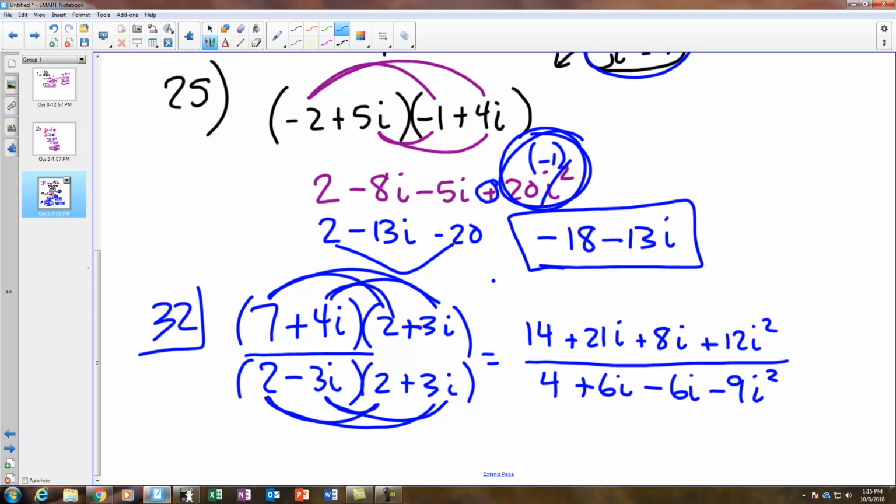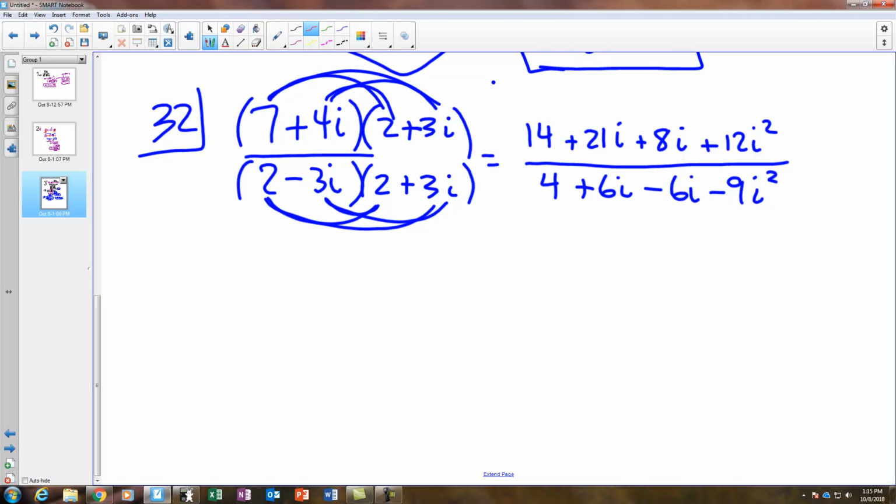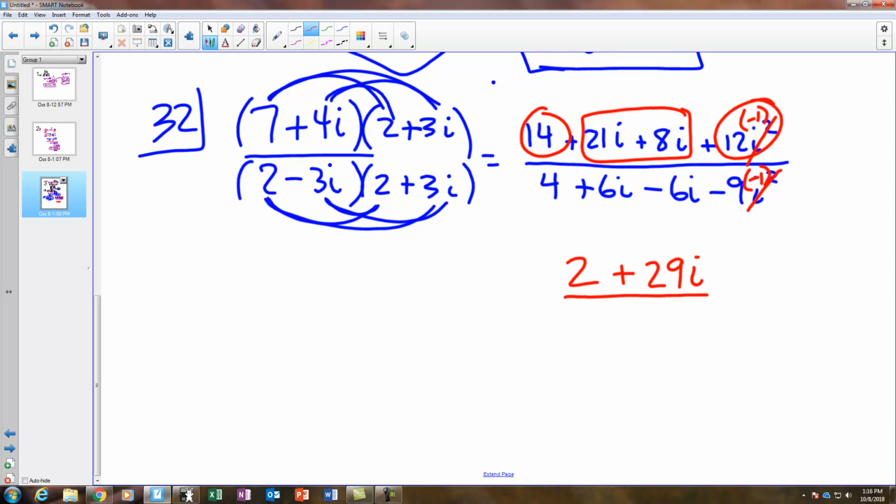Now something cool just happened. You may not have noticed it, so we're going to really focus in for a minute and see if we can make sense of this. Okay, on top, let's acknowledge that i squared is really a negative 1, both places. Okay, so on top, this right here is negative 12, and 14, that should come out as 2. And then I have plus 29i all over. Now, this is where cool things happen.